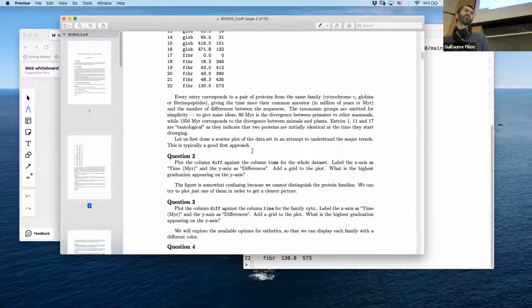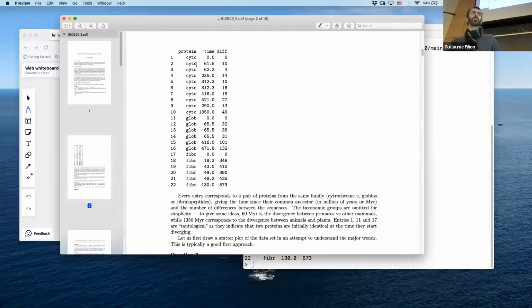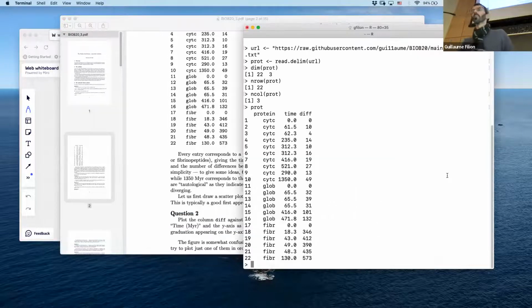Plot the column diff against the column time for the whole data set. Label the x-axis as time, mir. Okay, let's do it one step at a time. So we're going to first plot the column diff against the column time. So actually the implicit question is, how do I extract the column diff and the column time from a data frame? That's something that you had to practice with in the video. So can anyone tell me how I extract the column time from the data frame prot? Go ahead.